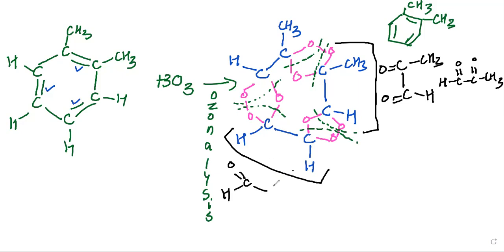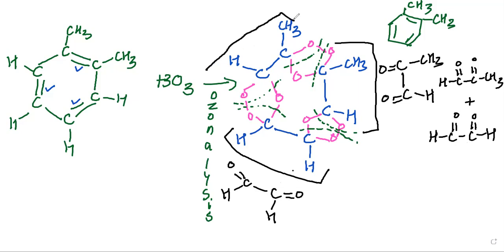Then this carbon and this carbon are bonded with each other. Again you have hydrogen, and this is going to be again double bond O. So this is how, my dear students, we are going to get the next product, and the next product is H, C double bond O, C double bond O and H.